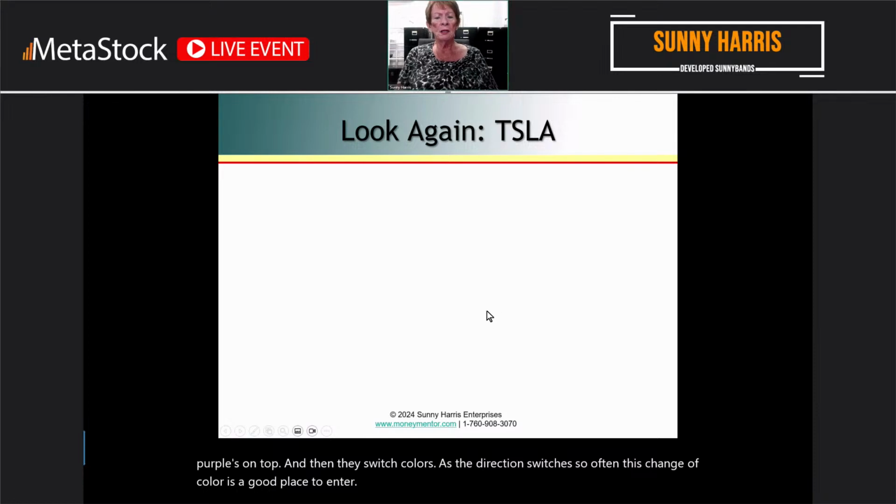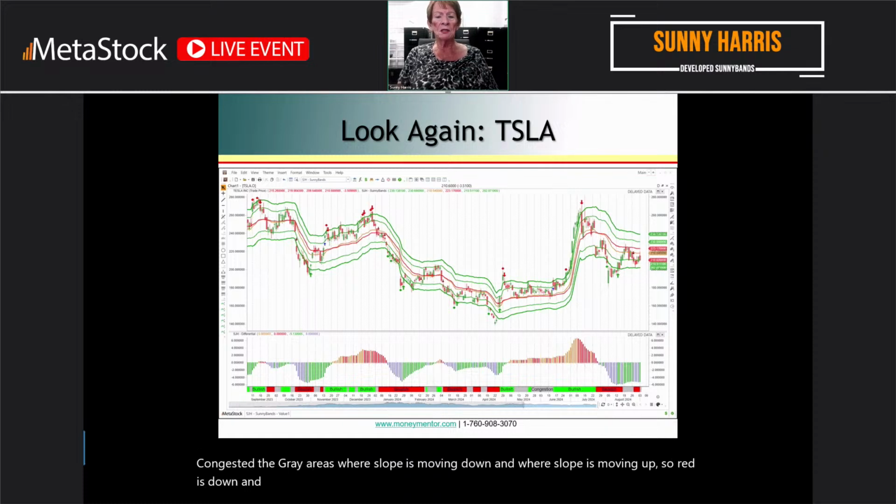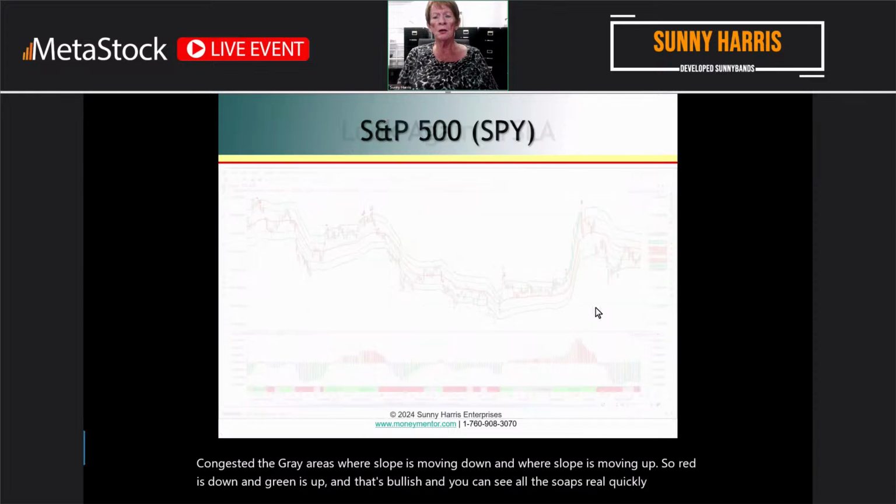Let's look at something else. How about Tesla? And there you see the signals on Tesla. And the slope indicator is at the bottom. This shows you where slope is congested, the gray areas, where slope is moving down and where slope is moving up. So red is down and green is up, and that's bullish. And you can see all the slopes real quickly on that bar.